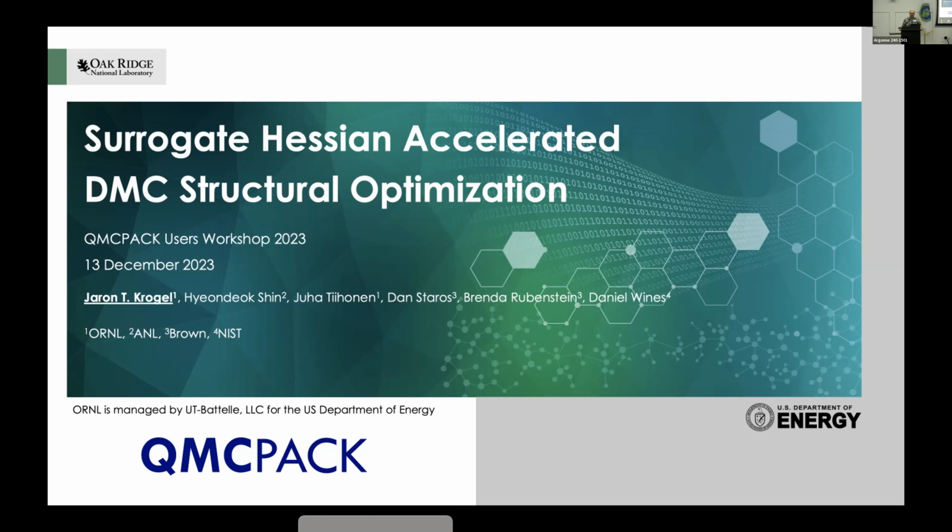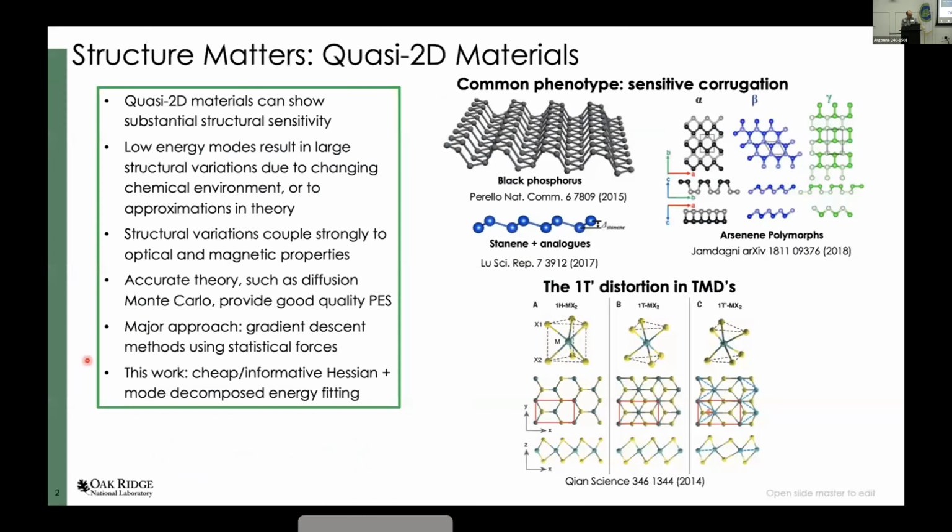So a few people have mentioned the Surrogate Hessian method for optimizing structures in diffusion Monte Carlo, and I'd like to outline in a bit more detail what this method is, how it works, and what motivates it.